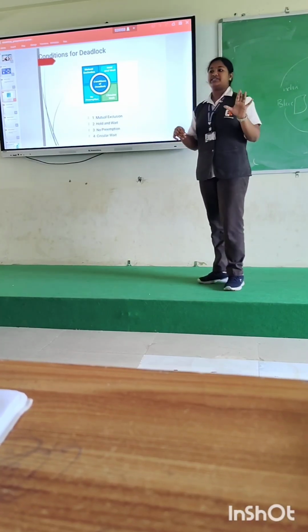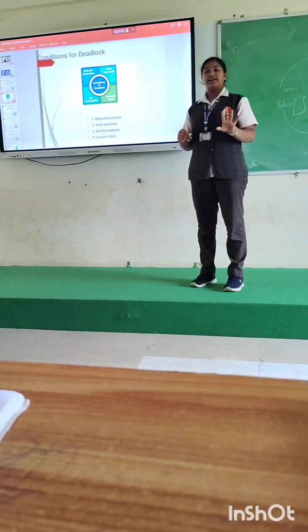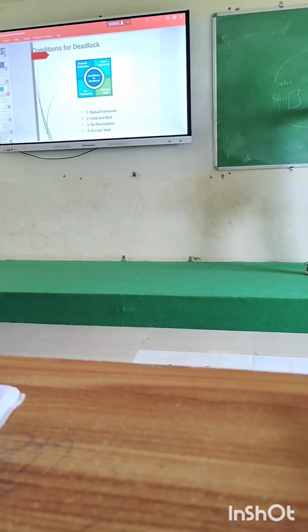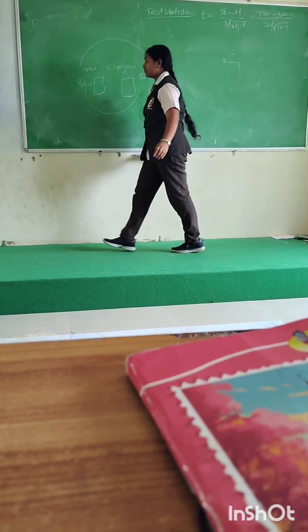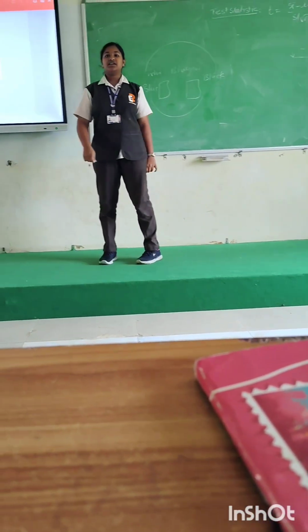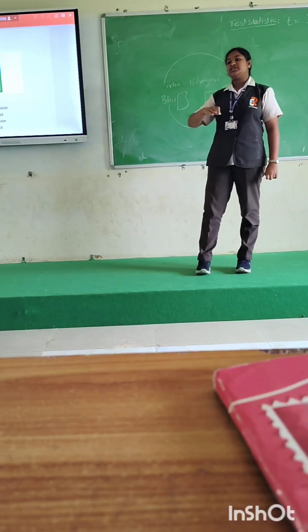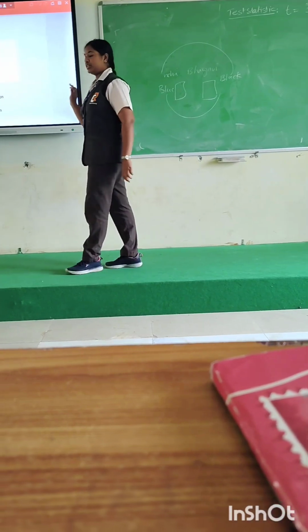And the last condition is circular wait. Processes form a circular chain and wait for each other. P1 waits for P2, P2 waits for P3, P3 waits for P4, P4 waits again for P1. This creates a cycle. This is called circular wait.